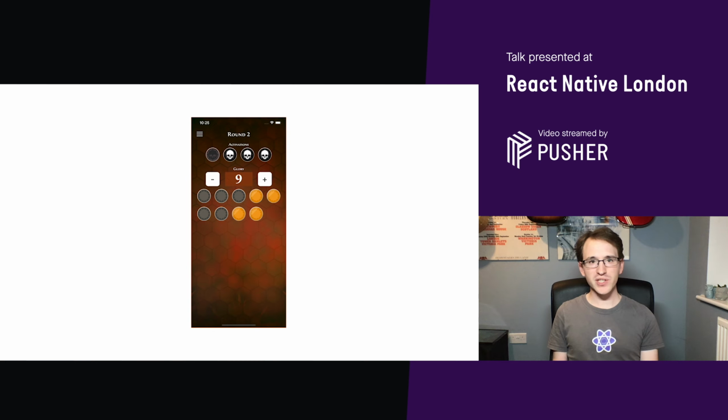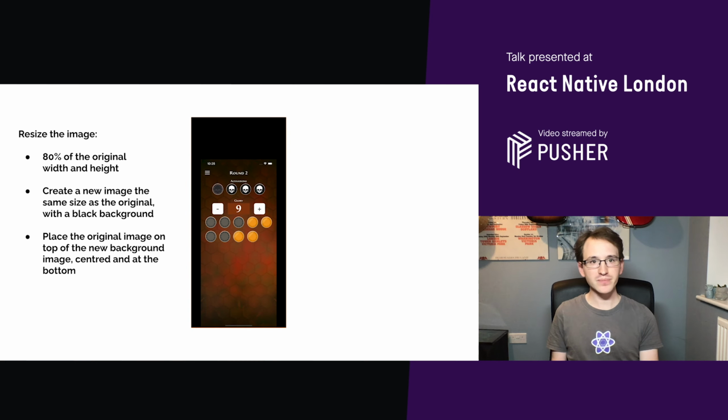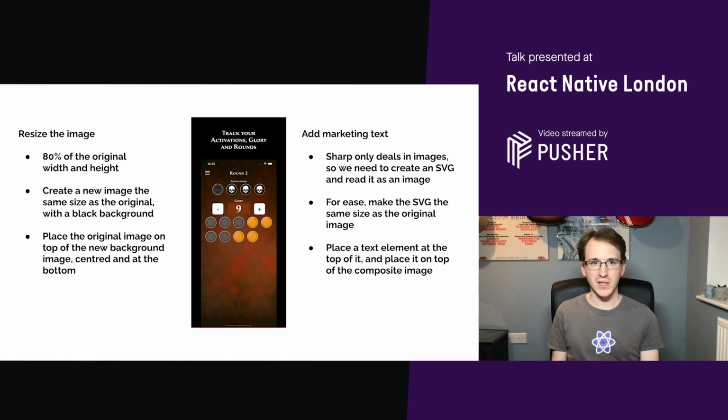What do I want to do with my screenshots? Well, here's what they'll start off looking like for my app. The first thing I want to do is shrink the screenshot a little and put it on a black background, the same size as the original image.